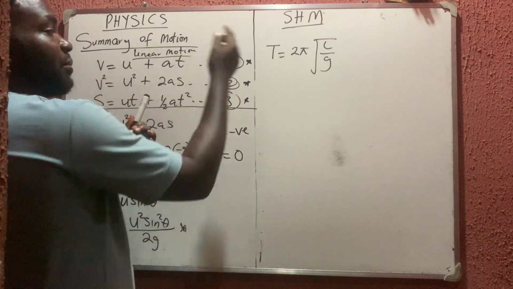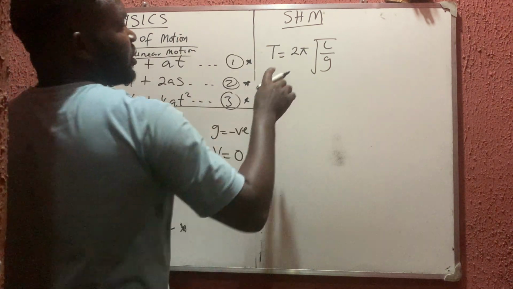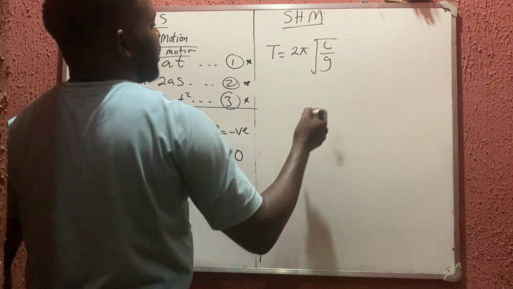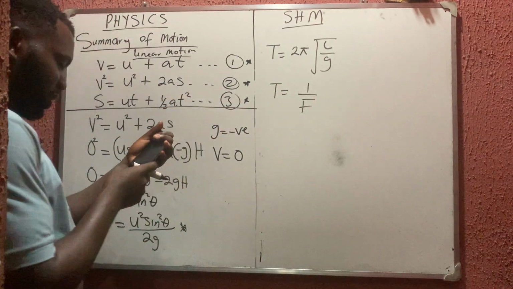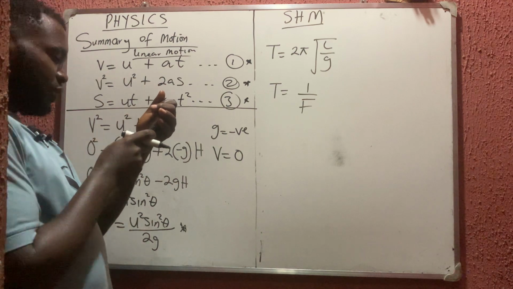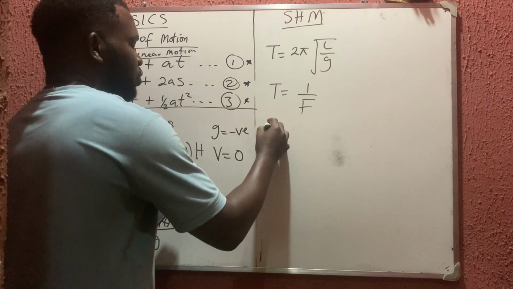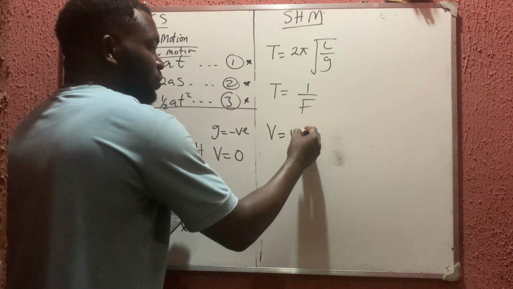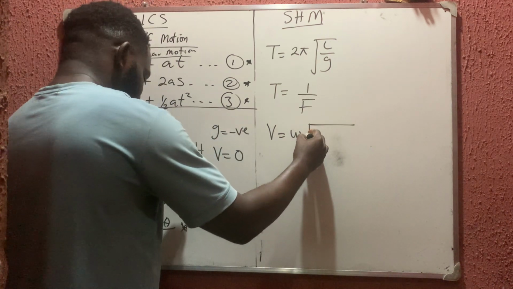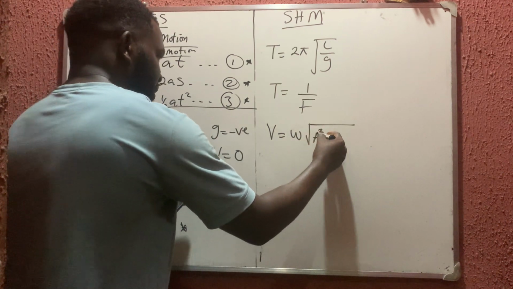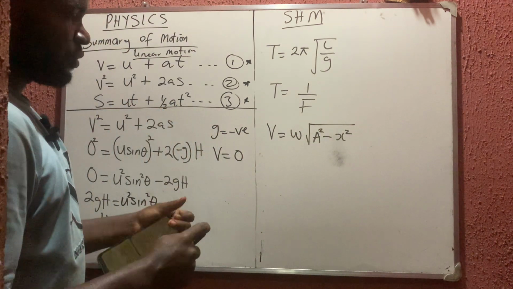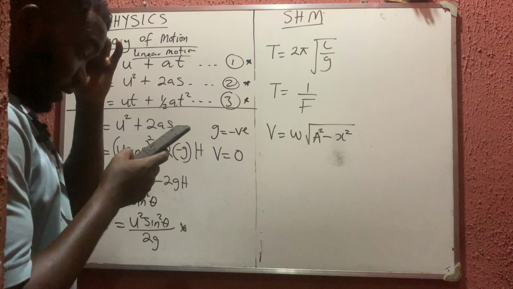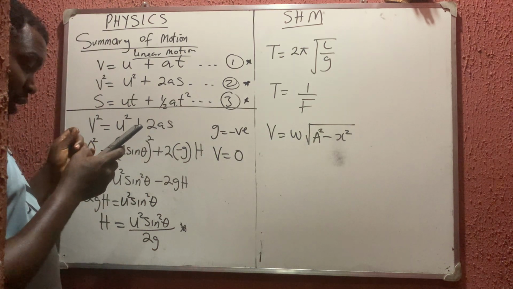Okay, just know this formula for me, that T is equal to 2 pi the square root of L over G, and then T is equal to 1 over F, in case they give you that. So the next thing you need to know here is that V is equal to omega the square root of A squared minus X squared. This is another important formula you need to know when you are given amplitude and the rest of them.